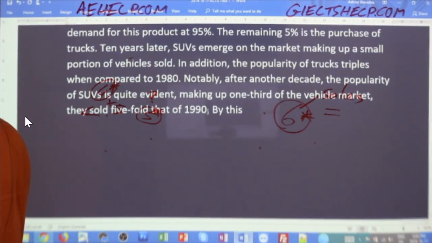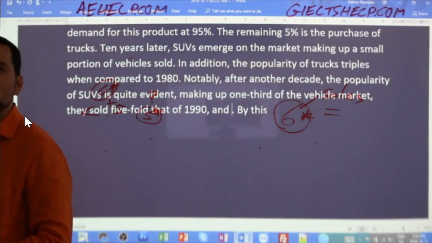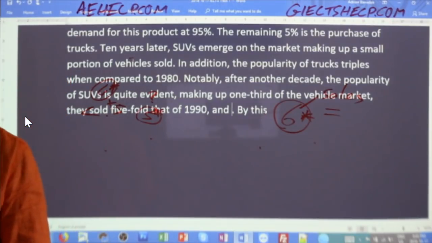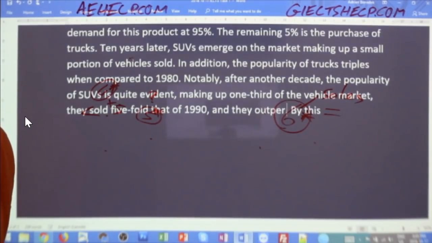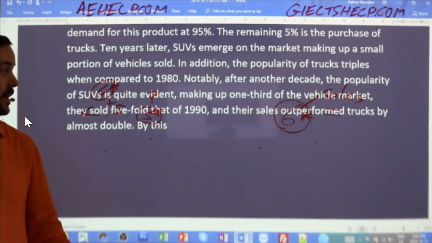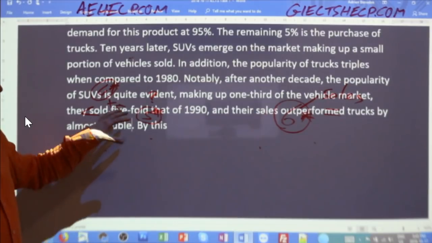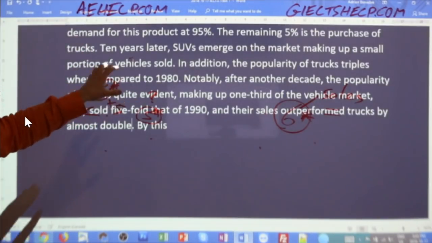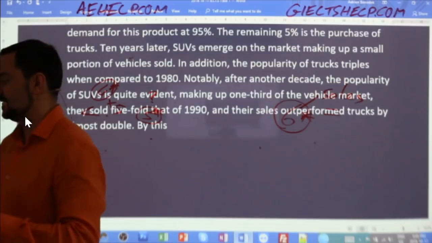Yeah, so if we want to get really tricky, we could say this, and I'm going to use your reminder here, Nalva, that they outperformed, and their sales outperform trucks by almost double, right? If we want to be very clever with this, then we can actually state that the sales of SUVs in 2000 were pretty close to double that of trucks, because trucks were 16%.